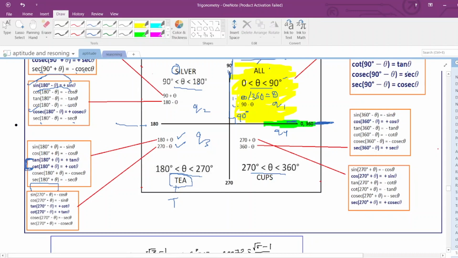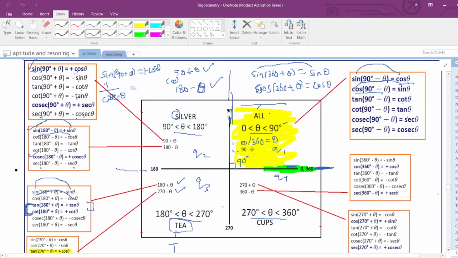But this is also the third quadrant, right? So here also only tan and cot are positive, because the third quadrant is T, T for tan. So only tan and its opposite cot are positive, and the remaining are all negative. But it's 270, right? Since it's 270, sin becomes cos, cos becomes sin, cosecant becomes secant, secant becomes cosecant, tan becomes cot, cot becomes tan. Okay, this is about the third quadrant.